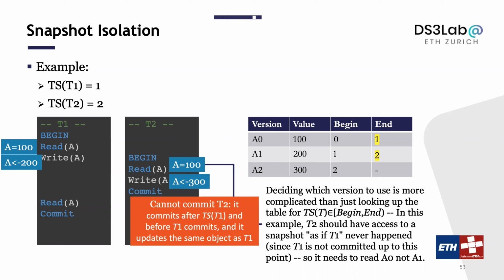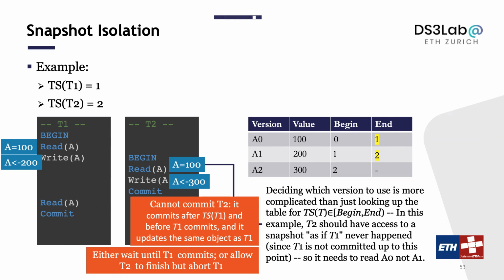In this case, if I allow T2 to commit, it means that T1, when it merges back, is going to overwrite the future. So that cannot happen. I could wait until T1 commits to abort T1, or I can just abort T2. So in this case, we can just abort T2, T1 continues, and that's it.